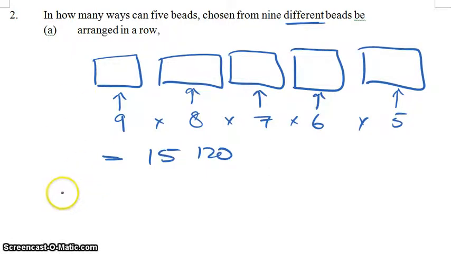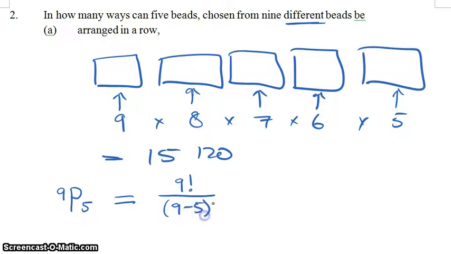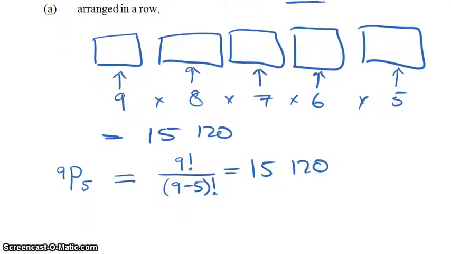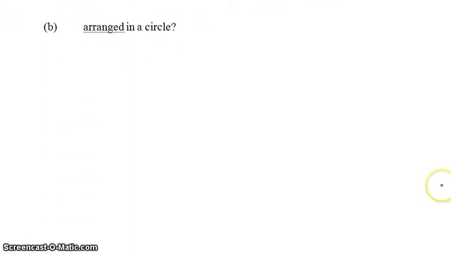Now, you can do this question another way. This question is basically asking you how many permutations there are of 5 objects chosen from 9 objects. 9 permute 5. And this can be worked out by taking 9 factorial divided by (9 minus 5) factorial. This is in general true, and this will give us our answer of 15,120.